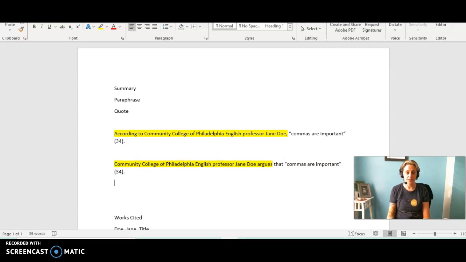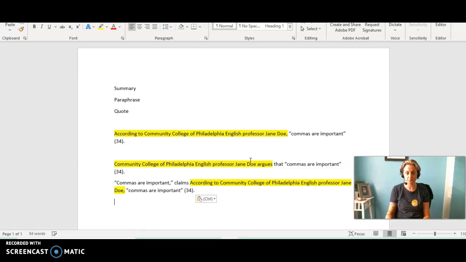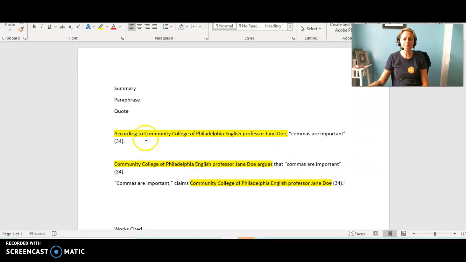Or you could start with the quote, right? "Commas are important," claims CCP professor Jane Doe. And again, you could put the page number at the end if it's from a page in the book. So, right, these are all signal phrases.